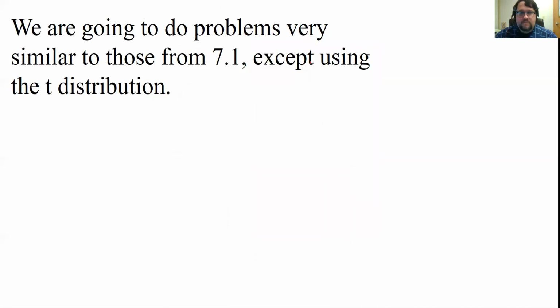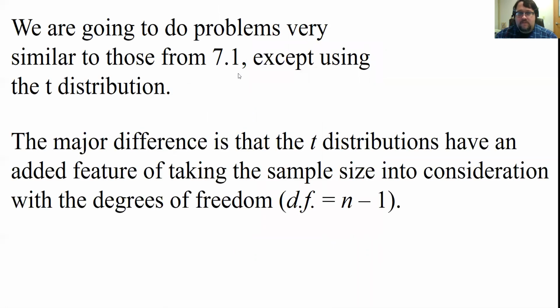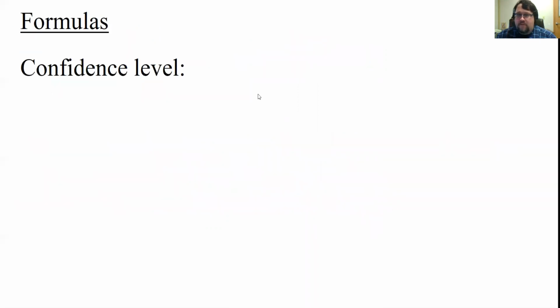All right. So the problems we're going to be doing are very similar to what we did in 7.1, setting up these intervals. Again, we're looking at degrees of freedom. That's one less than the sample size. So some formulas here. Again, your confidence level has to be between 0 and 1. So they're going to give you a percent. You're going to turn it to a decimal. It can't be 0, can't be 1, right? But other than that, it can be any.